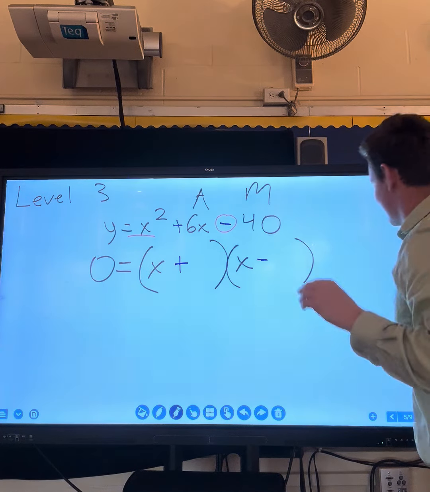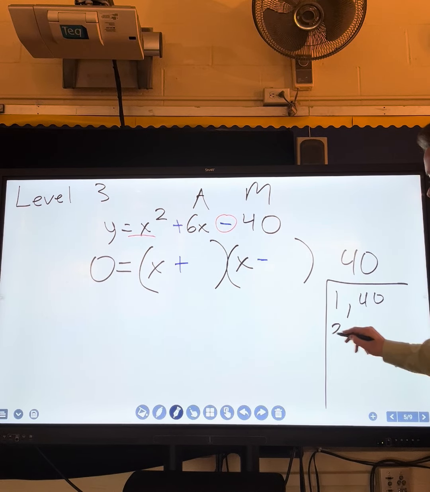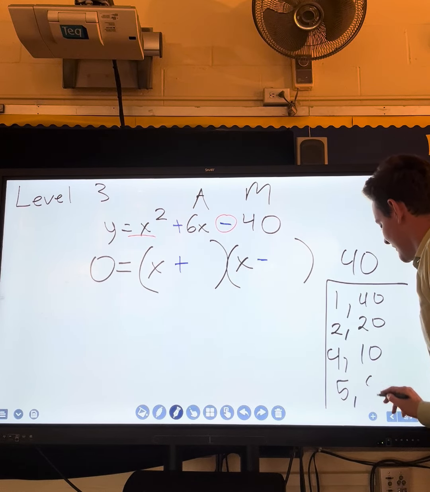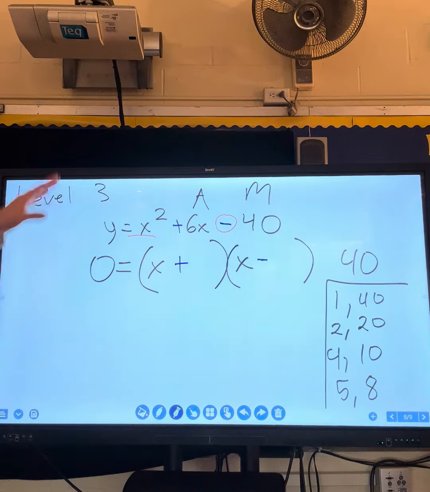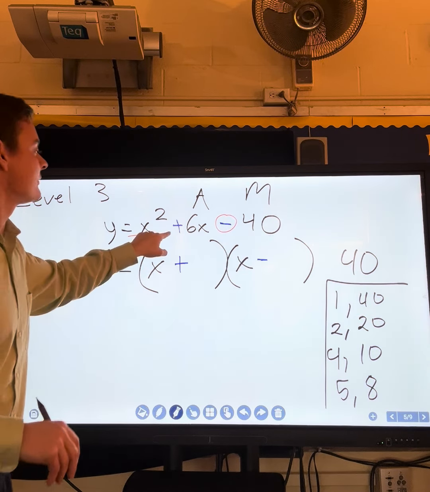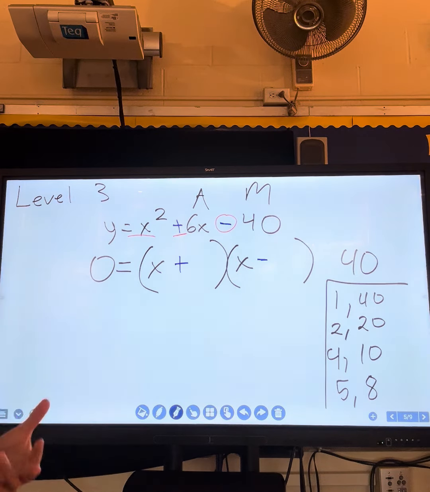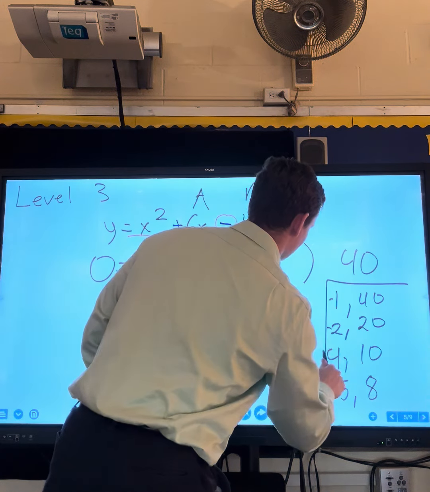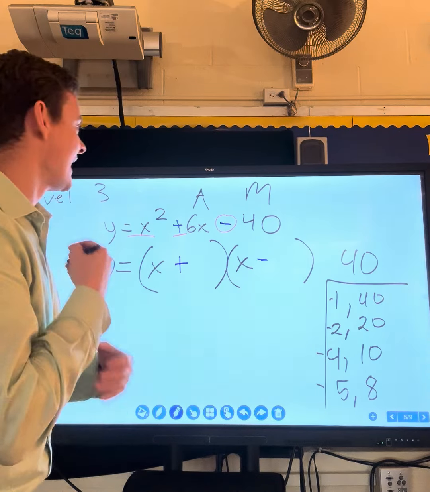Then I need to list out the factors of 40 as best as I can. 1, 40, 2, 20. 3 doesn't go in. 4, 10, 5, 8. Those are my factors of 40. Now, I know that I'm going to have a positive number when I add. So I know the bigger number needs to be positive, also known as the smaller number is going to be negative. I need to find some kind of combo that adds to 6.